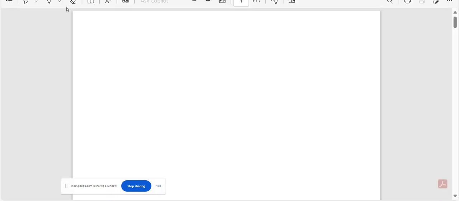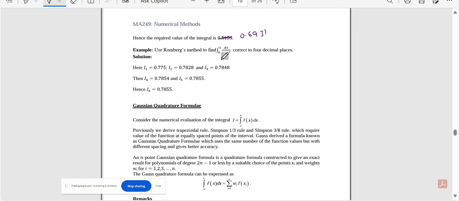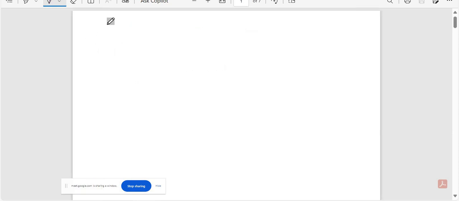Now, is everybody able to see this blank file? Yes, sir. So we go for the second example, so you will be more aware of this method. My integration is from 0 to 1 of dx upon 1 plus x square. I want to apply the Romberg method to this integration.